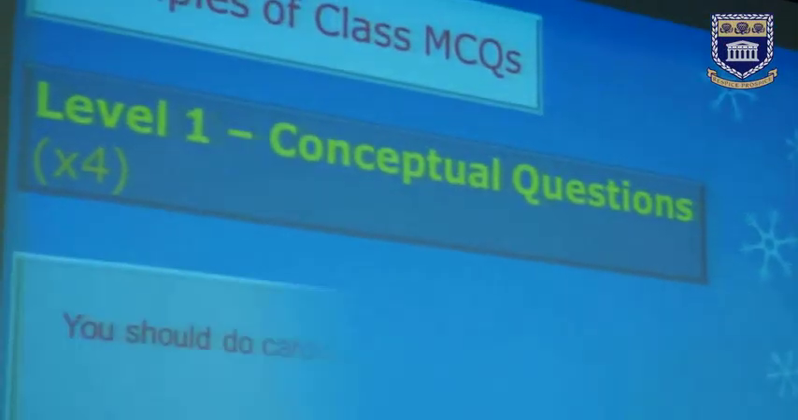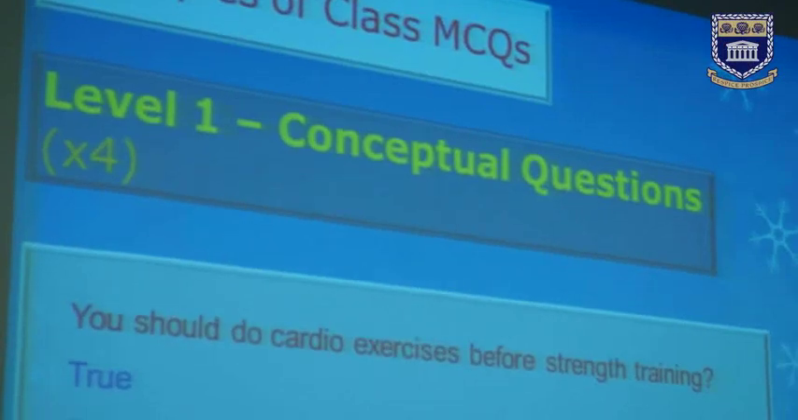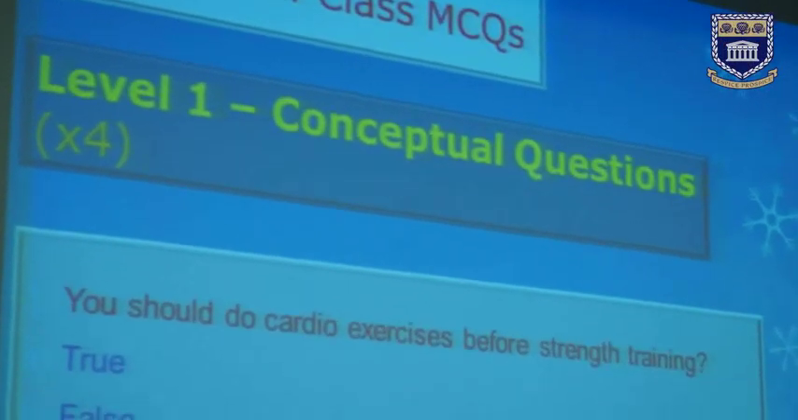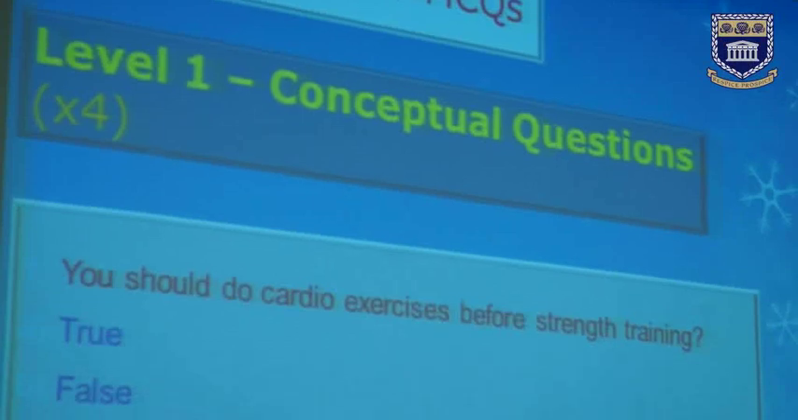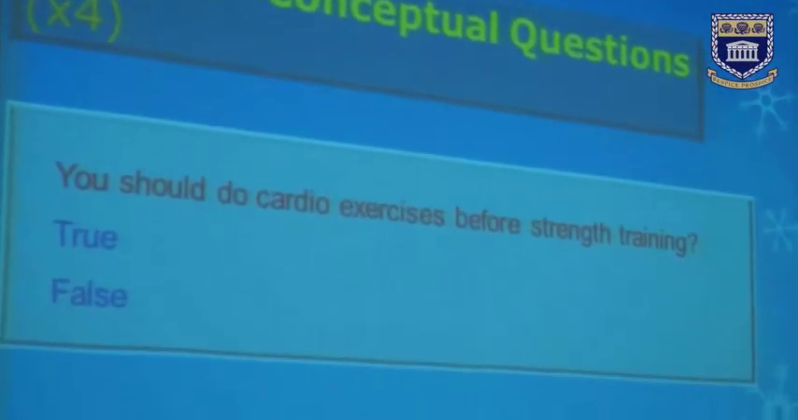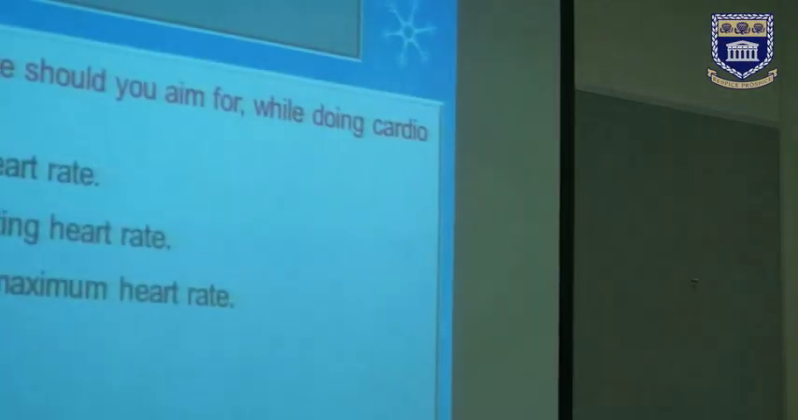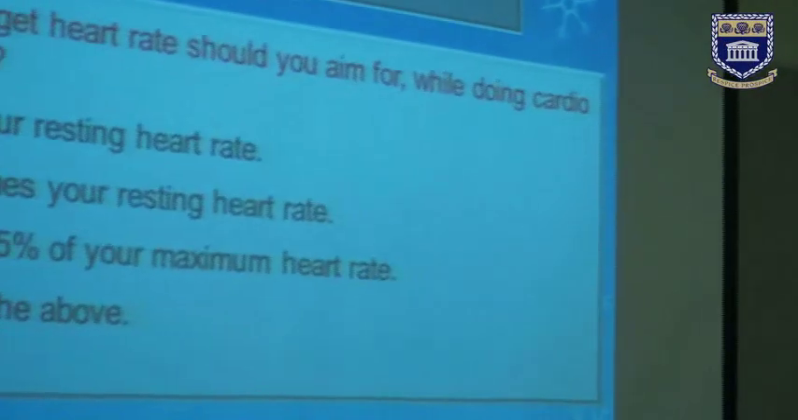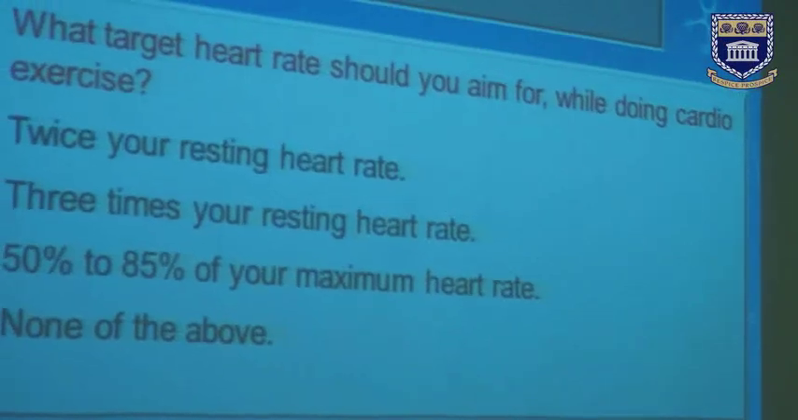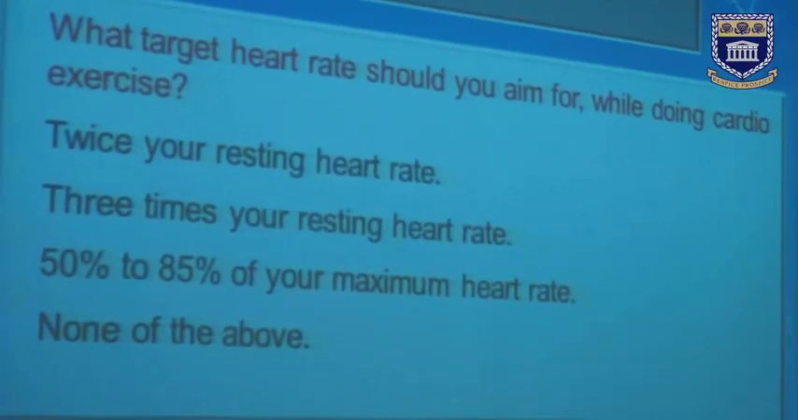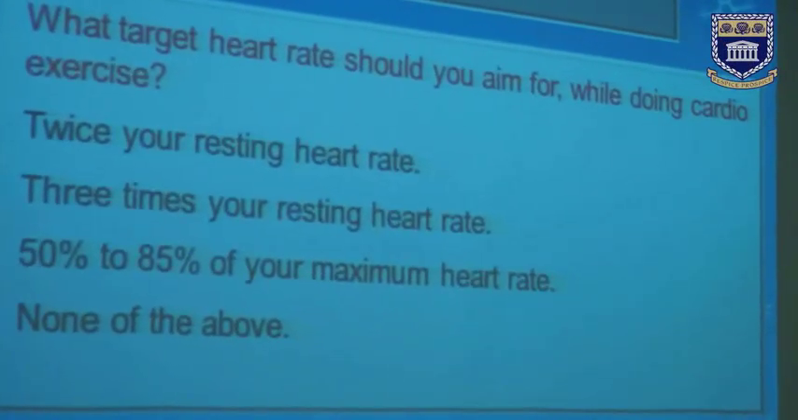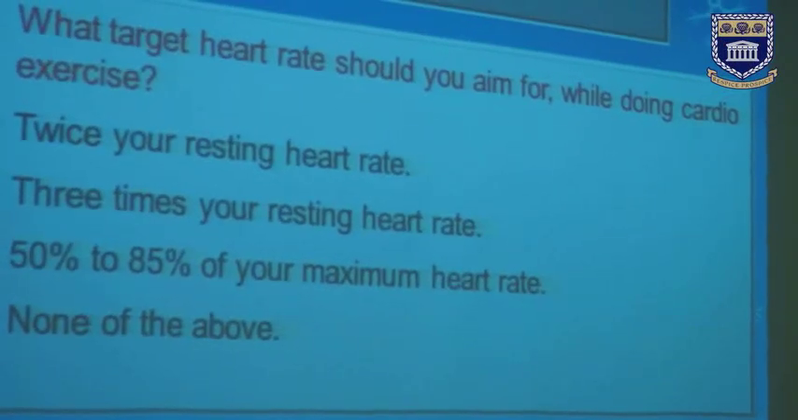With regard to examples of some of the class MCQs, at the conceptual level, the types of questions we focused on were, for instance, you should do cardio exercises before strength training. This gives an idea of whether they know the differences between cardio and strength training. So it's a true and false question. With regard to the application question, we asked questions like, what target heart rate should you aim for while doing cardio exercises? And they had choices between twice your resting, 3 times your resting, 50 to 85% of maximum heart rate, or none of the above.